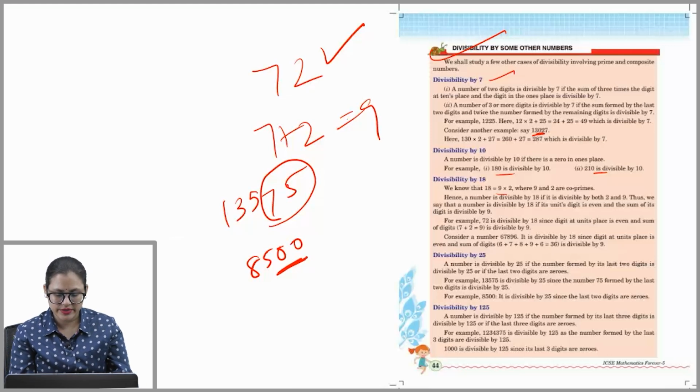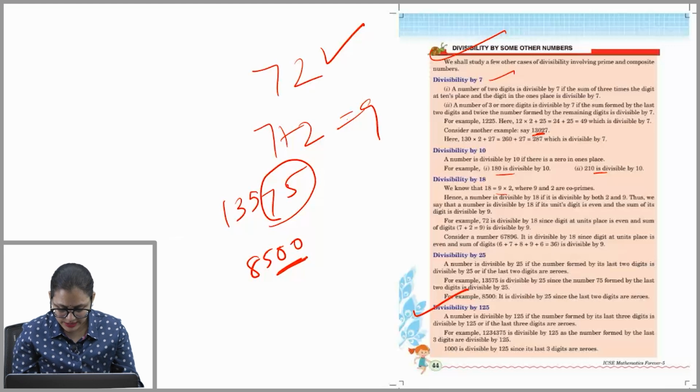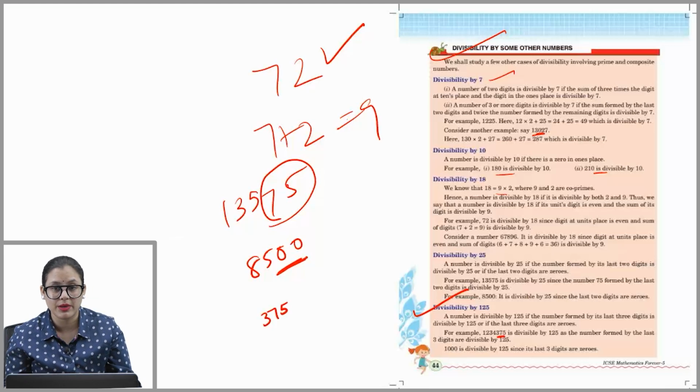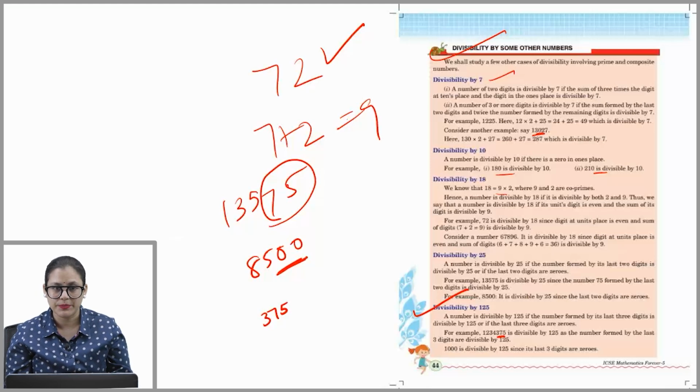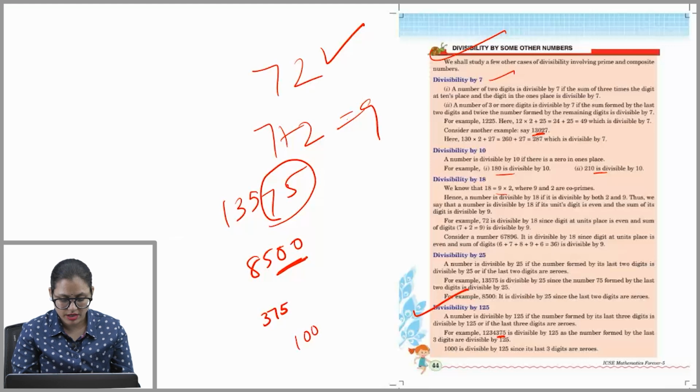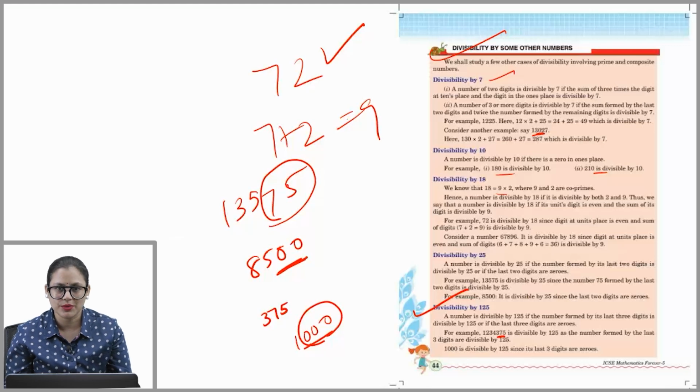Next, divisibility by 125. A number is divisible by 125 if the number formed by its last 3 digits is divisible by 125 or if the last 3 digits are zeros. For example, let's check the last 3 digit number, 375. If 375 is divisible by 125, then this whole number will be divisible by 125. And 1000, there are 3 zeros, so it is divisible by 125 because its last 3 digits are zeros.